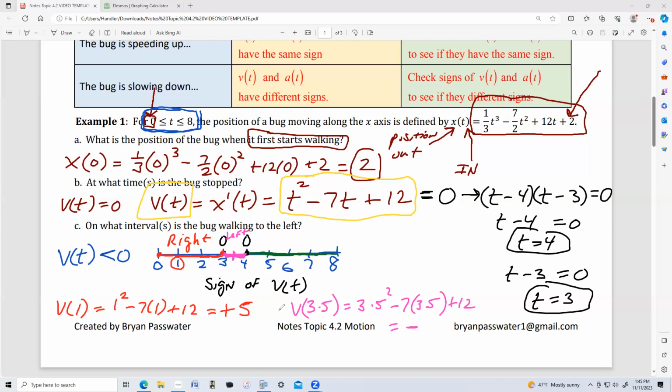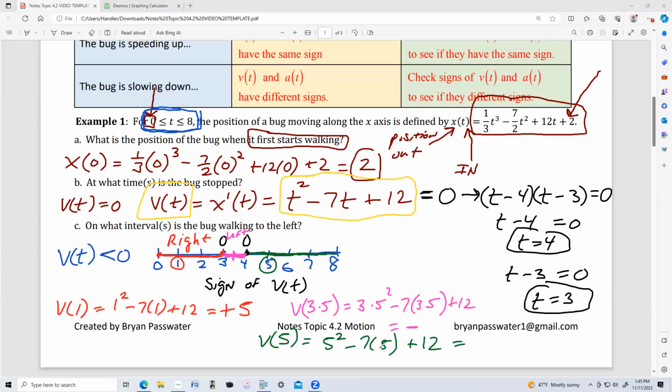Okay. But we don't know past time 4 if it continues going to the left or again, if it turns around when it was stopped with a velocity momentarily of 0. So again, we need one more test point. Okay. Anything in this green area will do. I'm going to pick 5. So again, some place where I have space for some side work, I'm going to do V of 5 is equal to 5 squared minus 7 times 5 plus 12. Well, that one's easier for me because there's no decimals. 5 squared is 25.